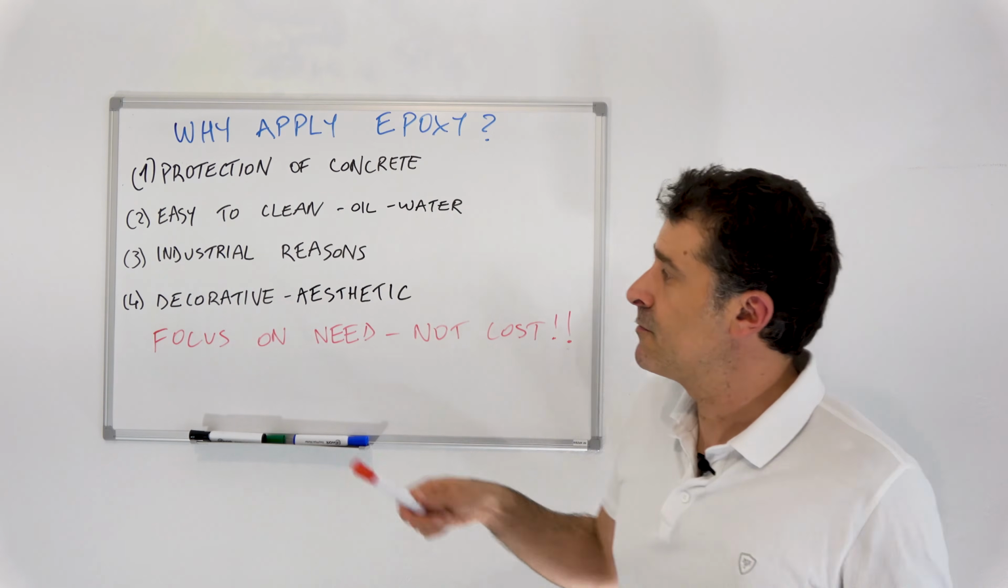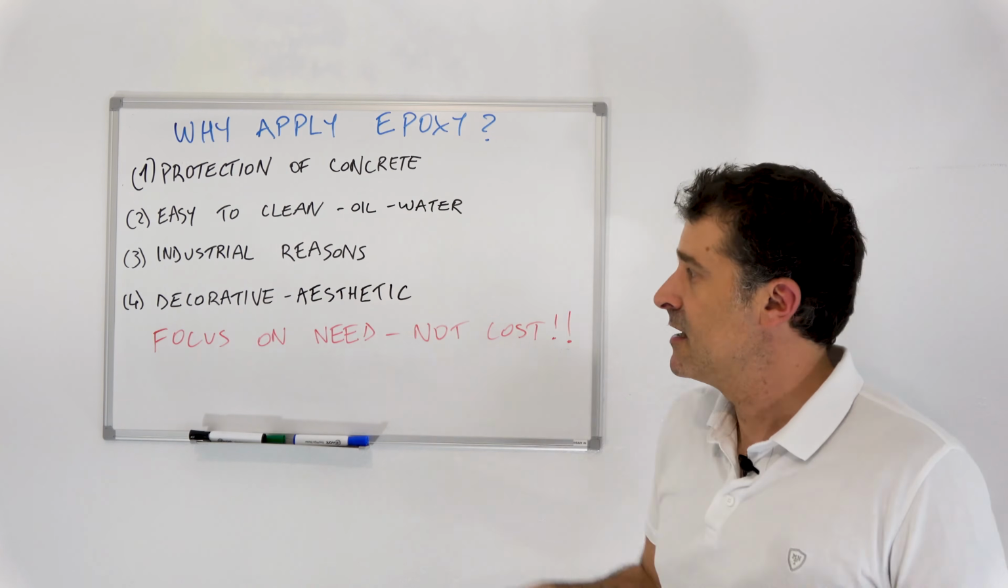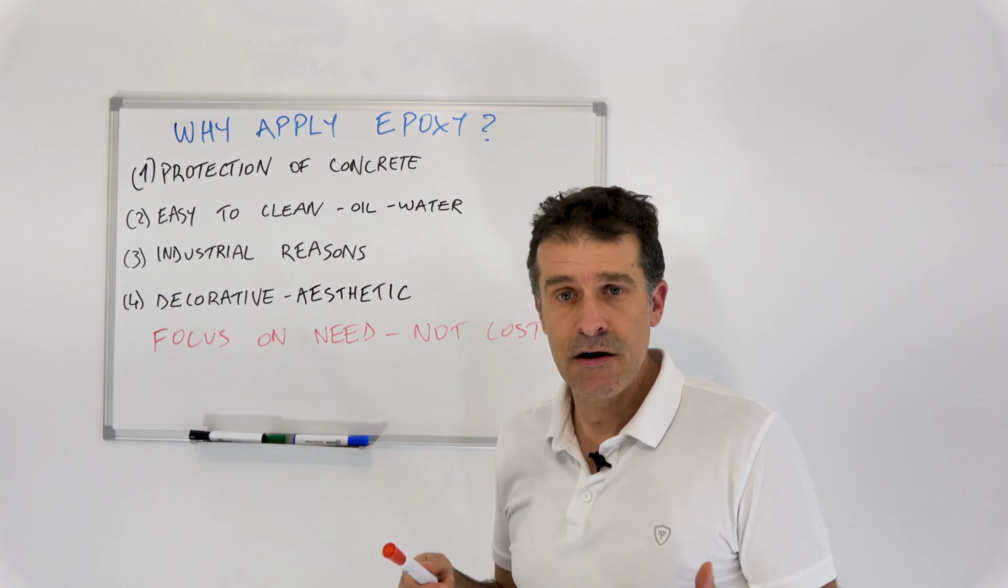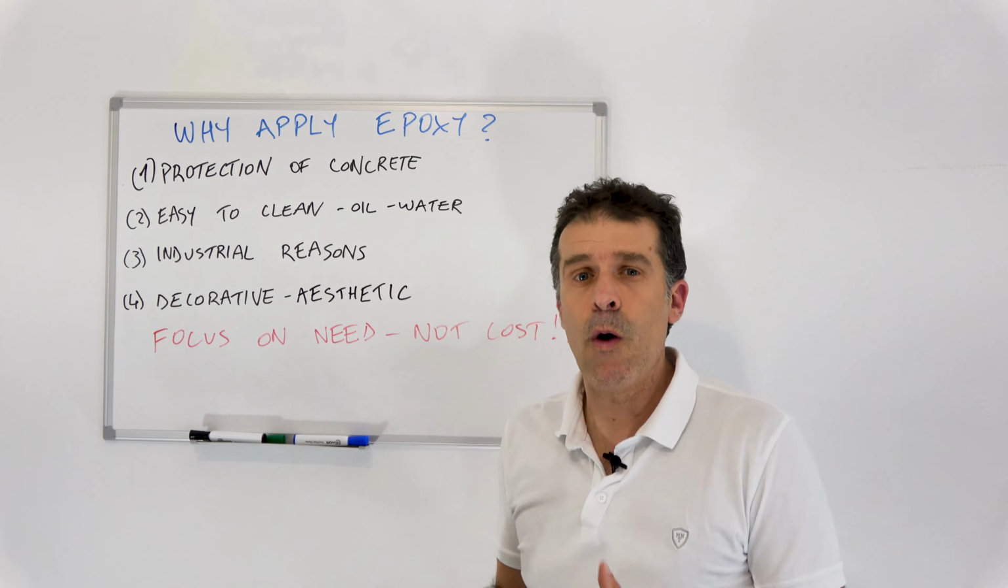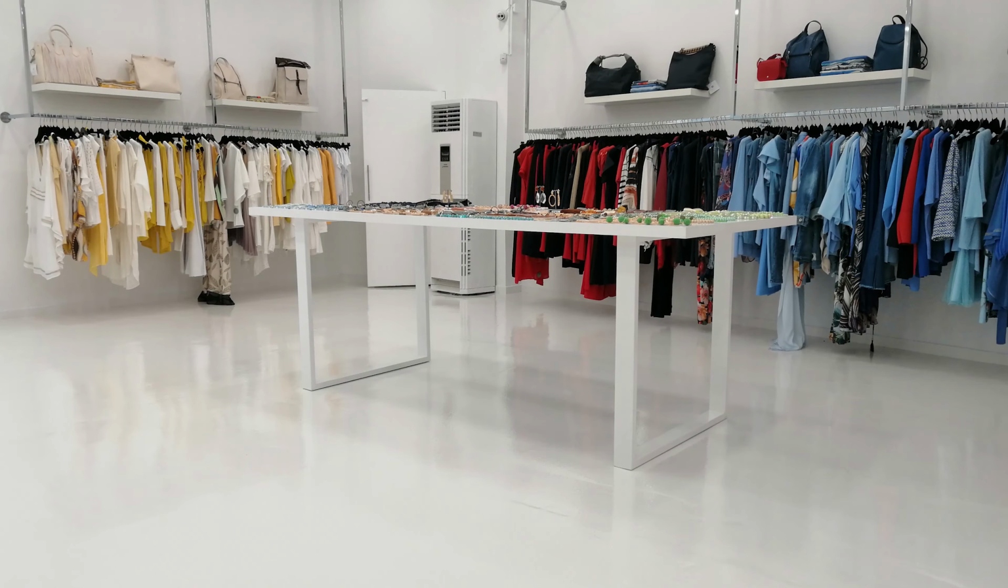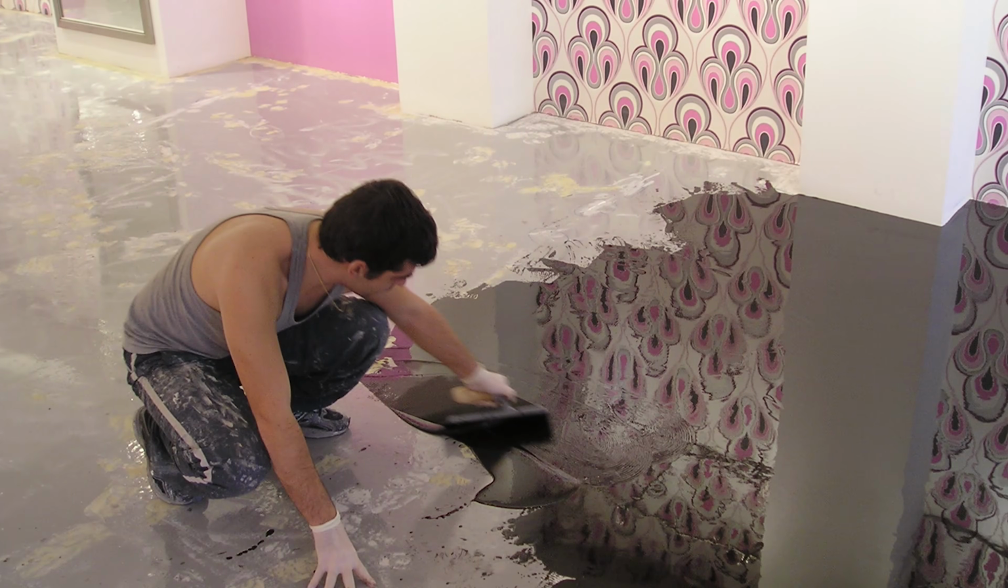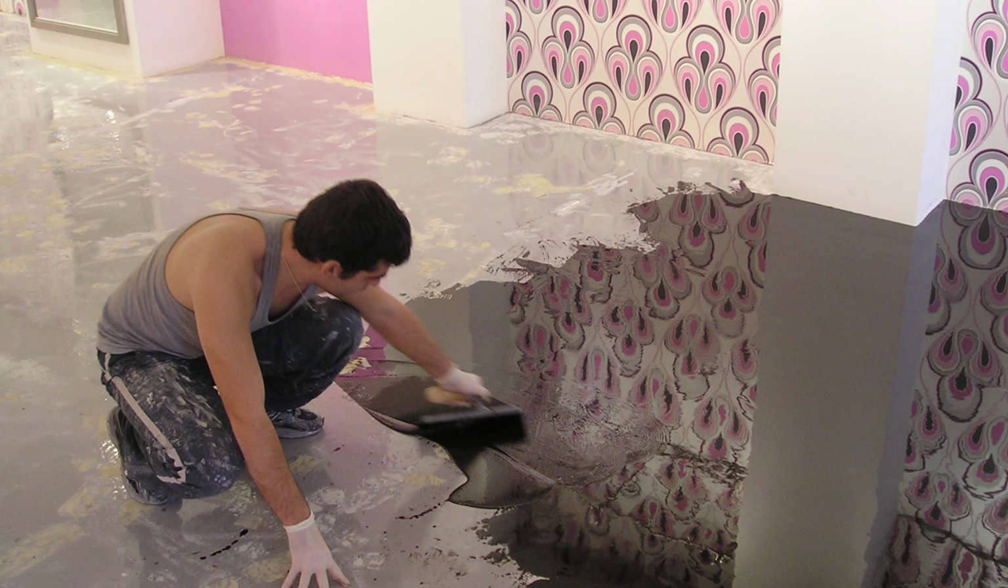And then we go on to number four, which is decorative and aesthetic. The fact is that you can color epoxy various different colors. So someone wants to have a white floor for their boutique or their clothes store. Well, epoxy is a great solution for that because you can just paint the floor white, you can paint it black. Here's an example of a black floor and white floors. You can have a blue floor if you want. And you can do all sorts of stuff.